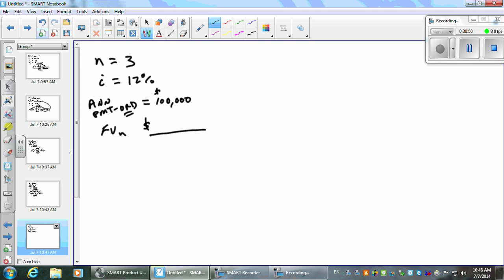2 periods. How about the second payment? Then I make it at the end of the second year. It's only going to be there 1 year at the end of the third year. How about the third payment? It gives no interest at all. 0.